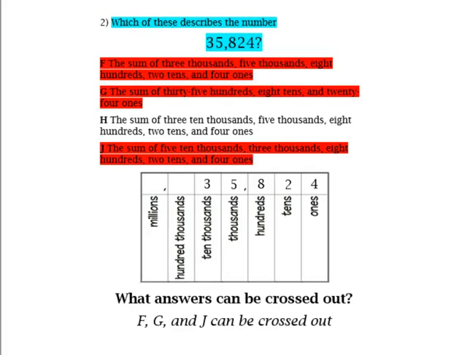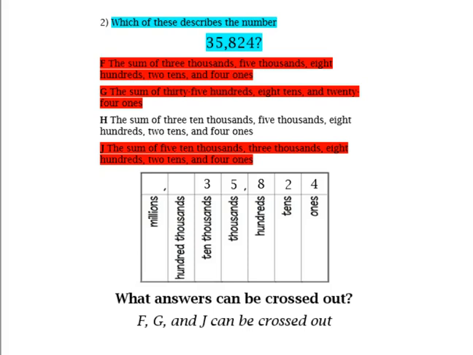If you said we can cross out F, G, and J, you are correct. So let's take a look. Well, for F, we know that that is incorrect because we have 3 thousands. No, 3 is in the 10,000s place. So we automatically know that that answer is incorrect. We can cross it out.